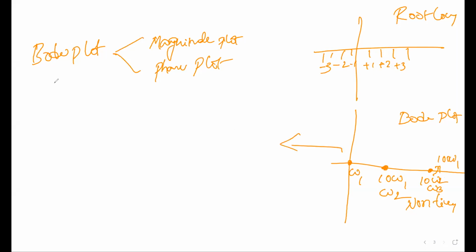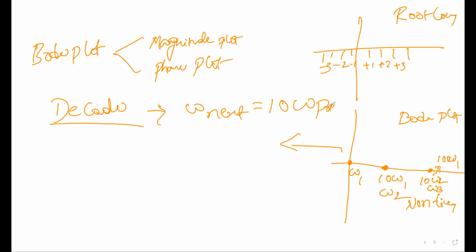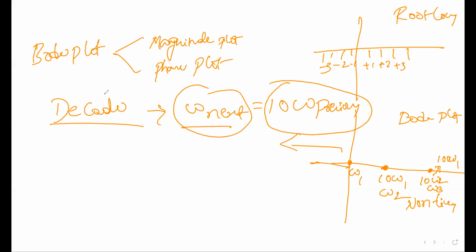Okay, so now this is called decade, nothing but the next frequency equal to 10 times the previous frequency. It is a logarithmic scale like this. The next frequency is 10 times the previous frequency, which is called the term decade. So that's why it is called non-linear scale.